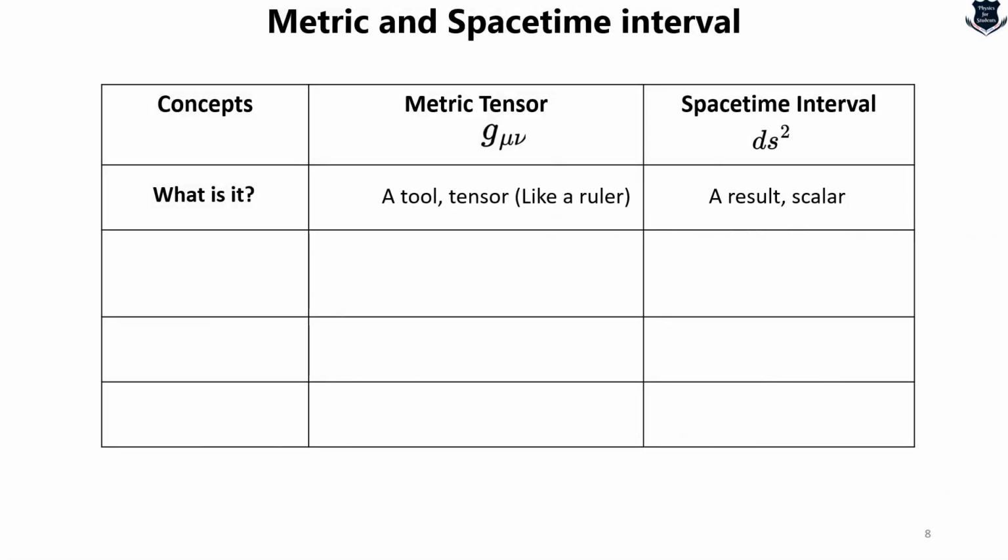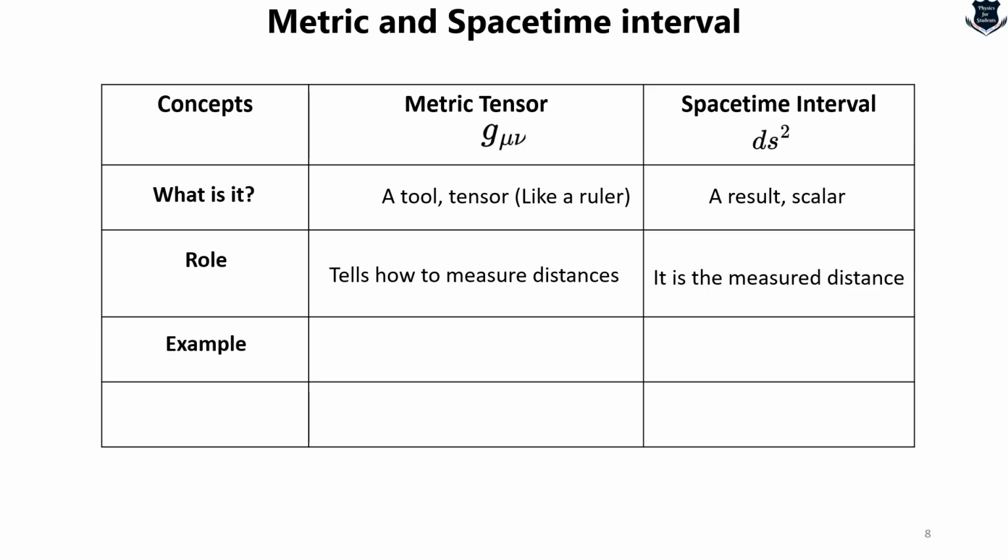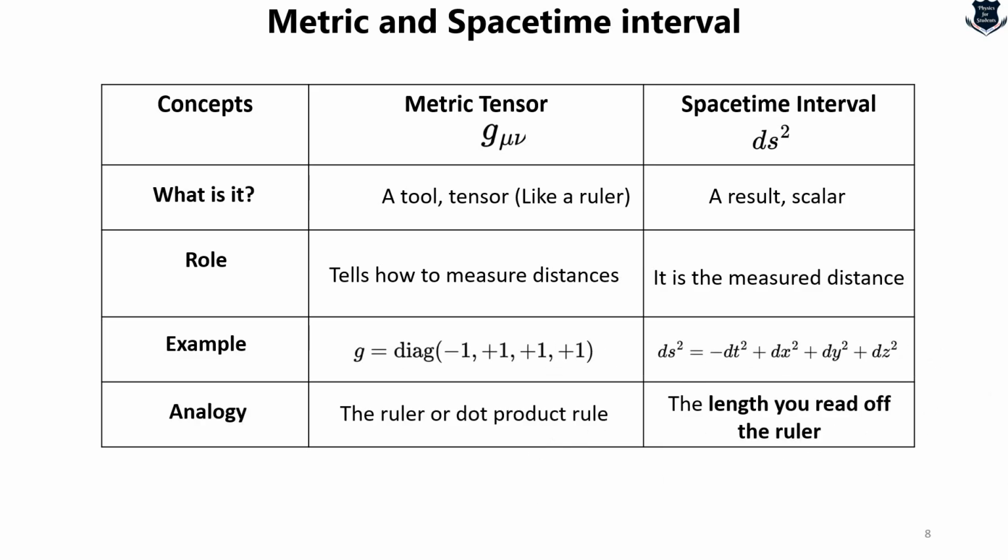So here is a comparative study: the tensor is a rule, the interval is a result, a scalar. The rule tells how to measure distances; the interval is the measured distance. The example is the one I have just shown, and the analogy is the ruler, or the dot product, and this is actually the length you read off the ruler. So we paused and ended the last video here. This is a quick recap so that the concepts of metric and space-time interval, which will come up quite often in the upcoming minutes of the video, don't confuse you.